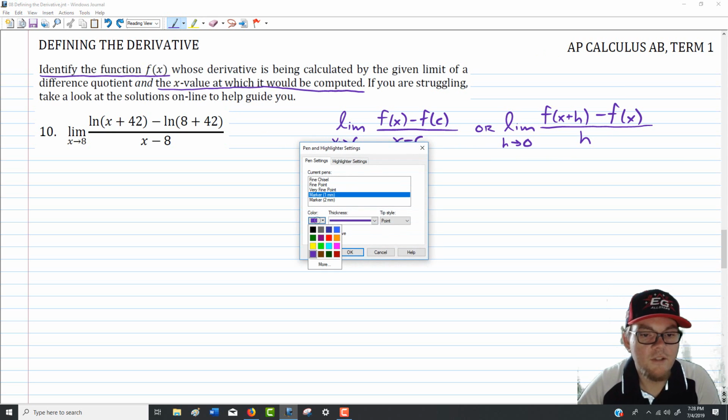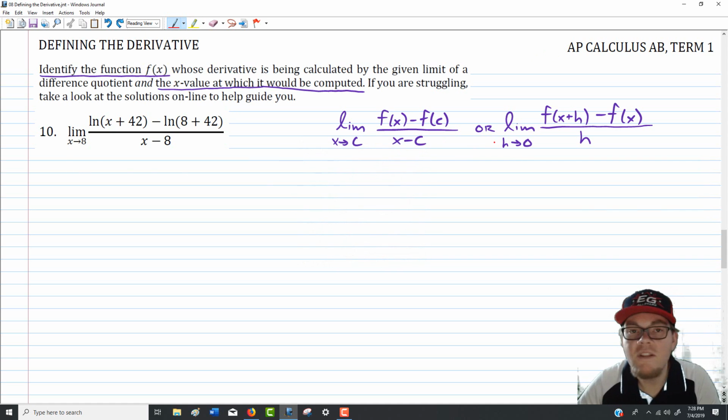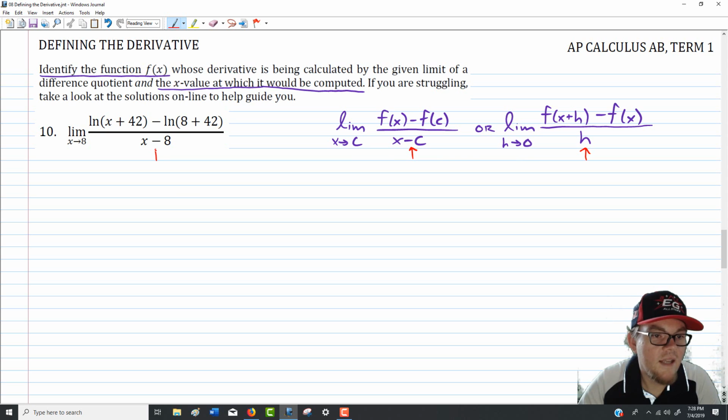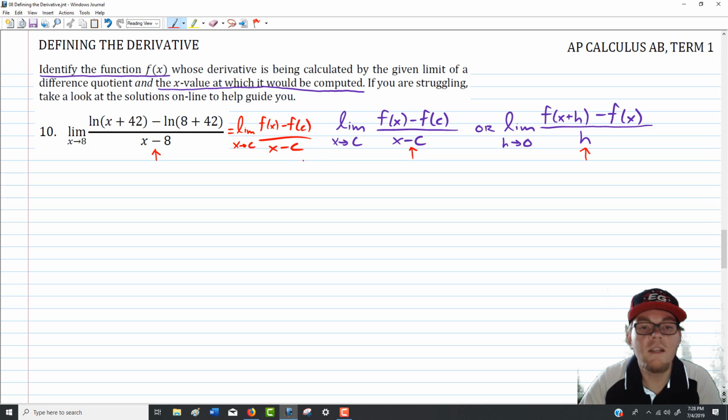So in order to do this, the first thing I want to do is match these two up. The best way to tell which one you're staring at in a situation like this is to look at the denominator. One denominator is x minus a number, and that number, by the way, happens to be the value we're trying to calculate the slope at. And the other one has an h in the denominator, or delta x, or something like that. Looking over at our function, I see x minus 8. What that tells me is that this is going to be equal to the limit as x goes to c of f of x minus f of c, all over x minus c.